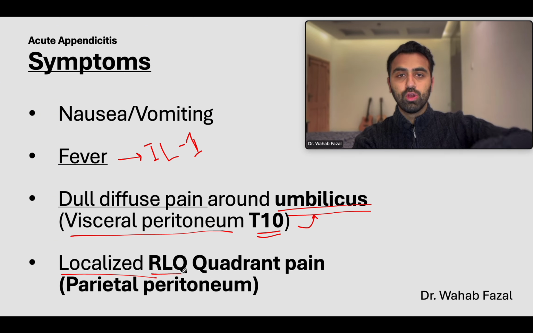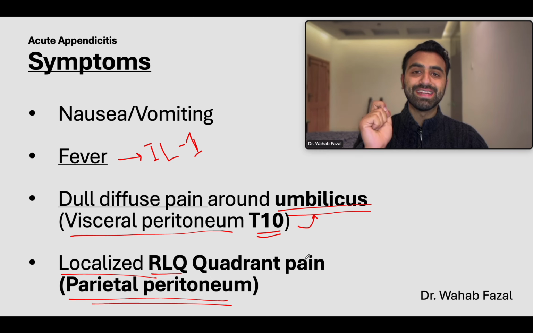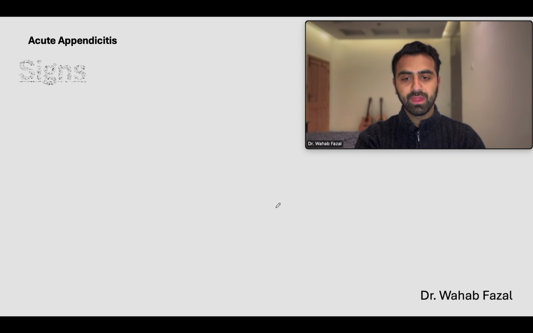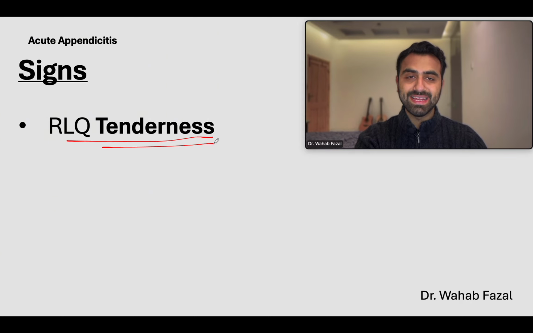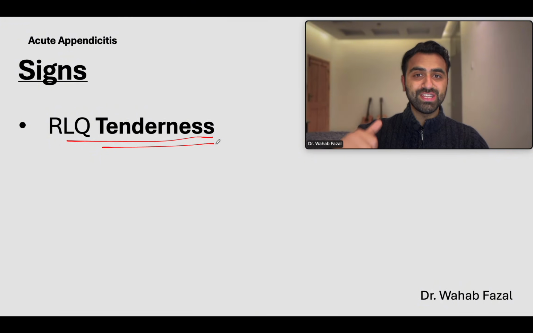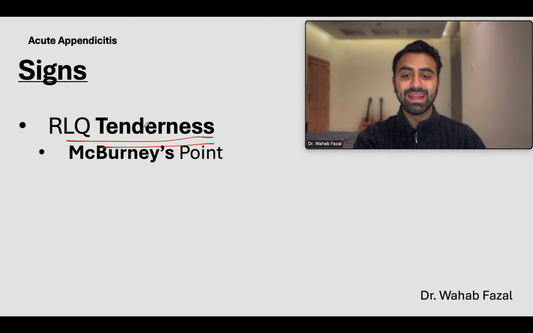Right lower quadrant pain, particularly due to the inflammation and irritation of the parietal peritoneum. What are the signs? What are the signs of acute appendicitis? Well, you get right lower quadrant tenderness. Remember, the patient says, I have pain. When you check, that's tenderness. Tenderness is found on exam. So again, you'll have right lower quadrant tenderness.